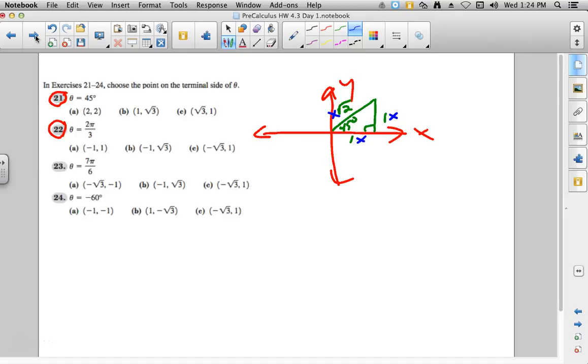So what we would have to make sure happens in number 21 is that our x and y both have the same values, because that's how we would get a 45, 45, 90 triangle. And that's going to be A.